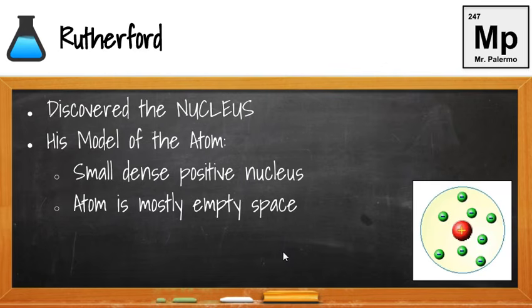Ernest Rutherford actually set out to look at Thompson's work and Thompson's model. But in doing so, he actually led to his own discovery and his own proposed model of the atom. And Rutherford proposed that there's a small dense positive nucleus, not a uniform positive charge like Thompson, and then that most of the atom then is just empty space.